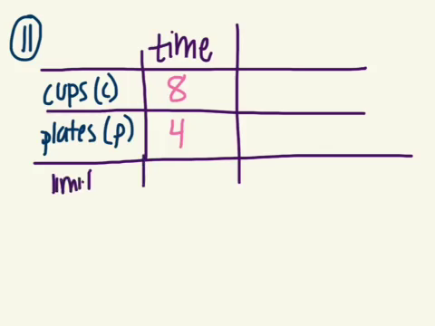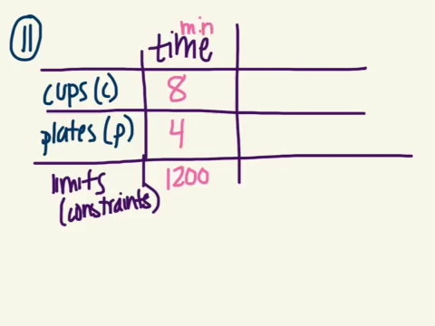These are your constraints, your limits. Okay, 20 hours. But 20 hours, if you multiply it by 60 to figure out how many minutes that would be, you'd have 1,200 minutes. So these are all time in minutes.